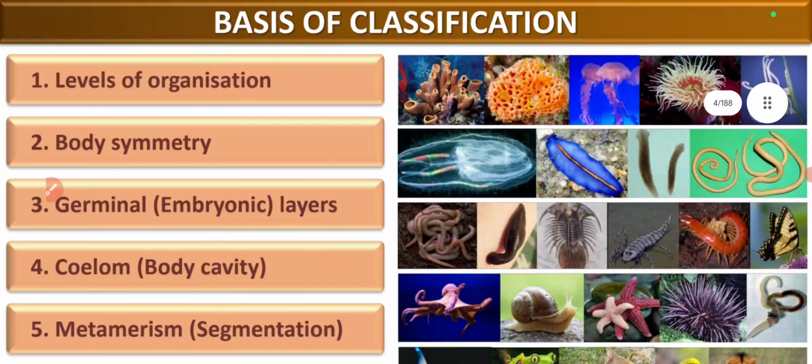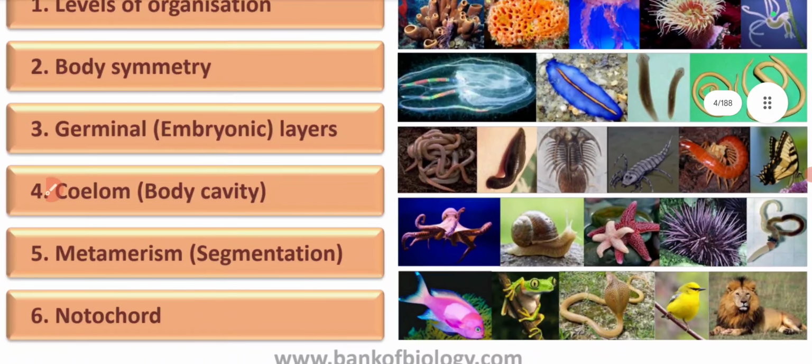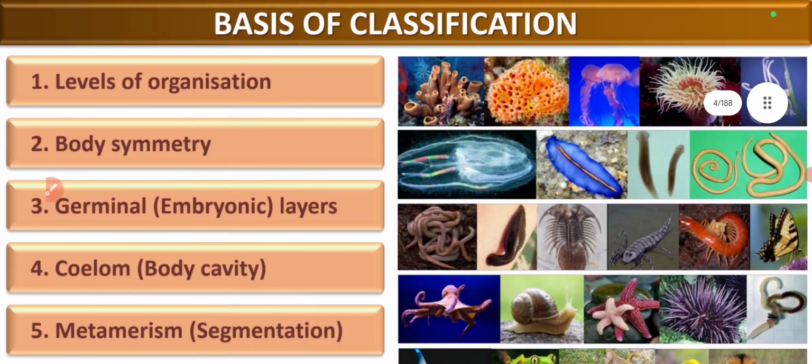And how are these phyla differentiated from each other? Level of organization, body symmetry, germinal layer, that is embryonic layer, coelom or body cavity, metamerism, that is segmentation, and notochord. According to this type of classification, we classify different phyla in the animal kingdom.